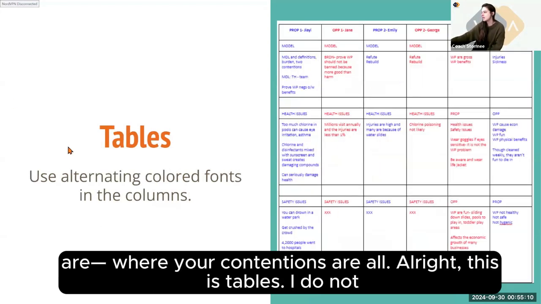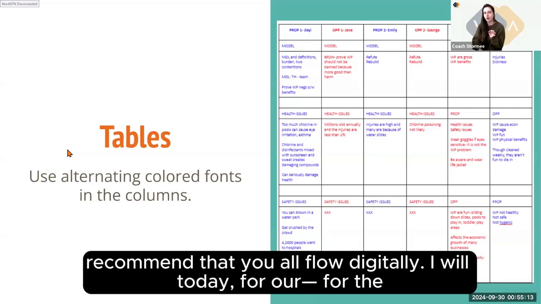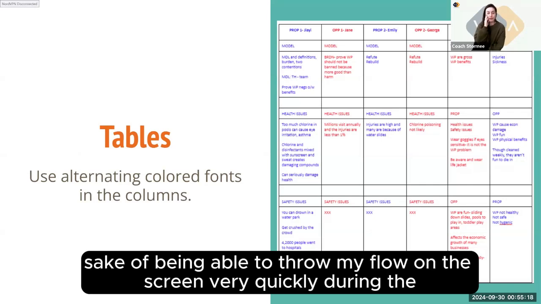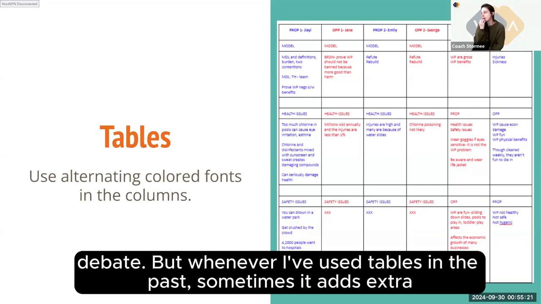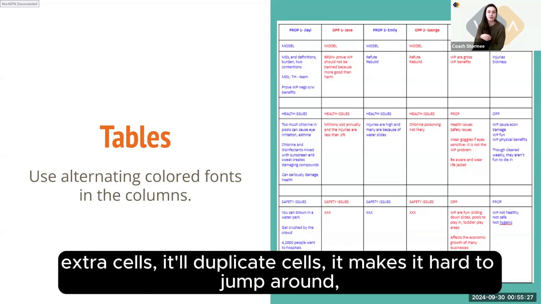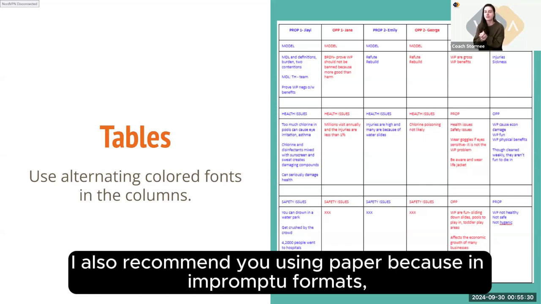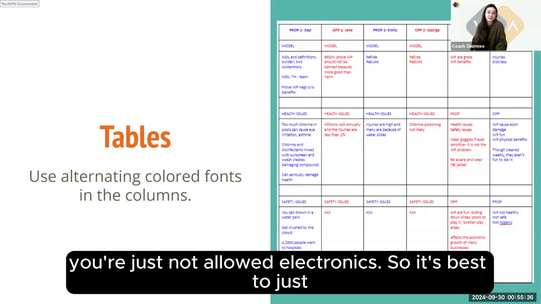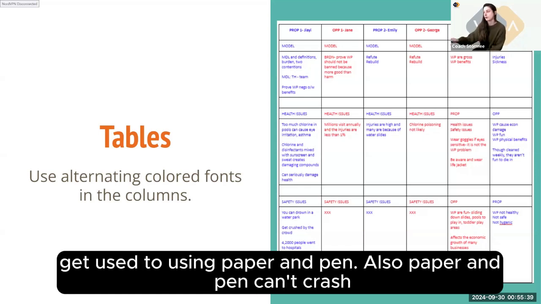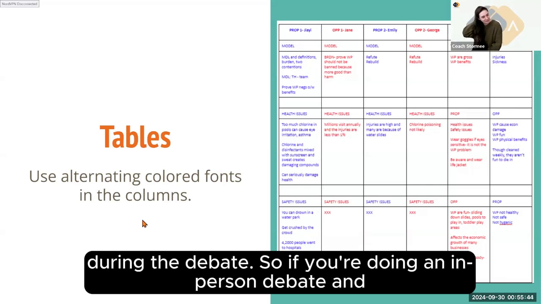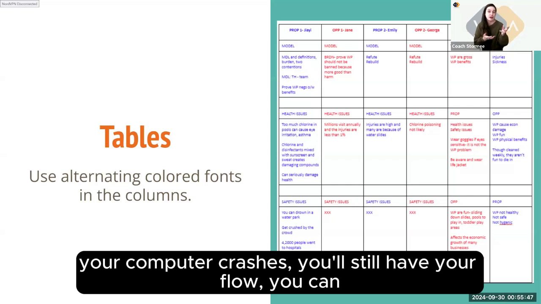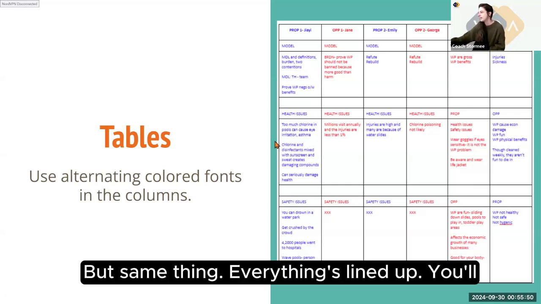All right. This is tables. I do not recommend that you all flow digitally. I will today, for the sake of being able to throw my flow on the screen very quickly during the debate. But whenever I've used tables in the past, sometimes it adds extra cells. It'll duplicate cells. It makes it hard to jump around. So I also recommend using paper because in impromptu formats, you're just not allowed electronics. So it's best to get used to using paper and pen. Also, paper and pen can't crash during the debate. So if you're doing an in-person debate and your computer crashes, you'll still have your flow. You can still win.